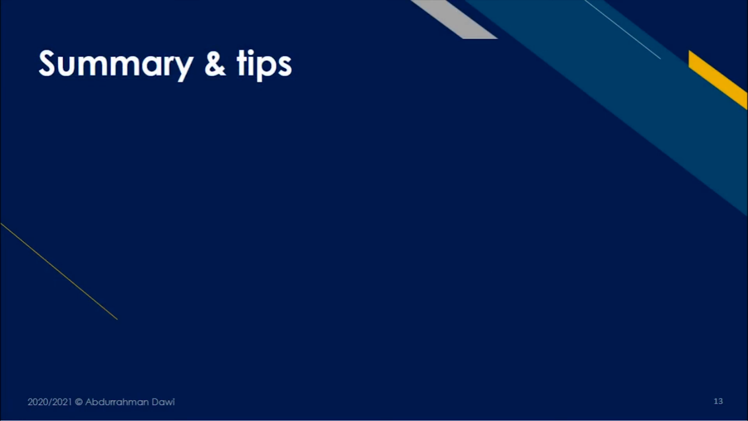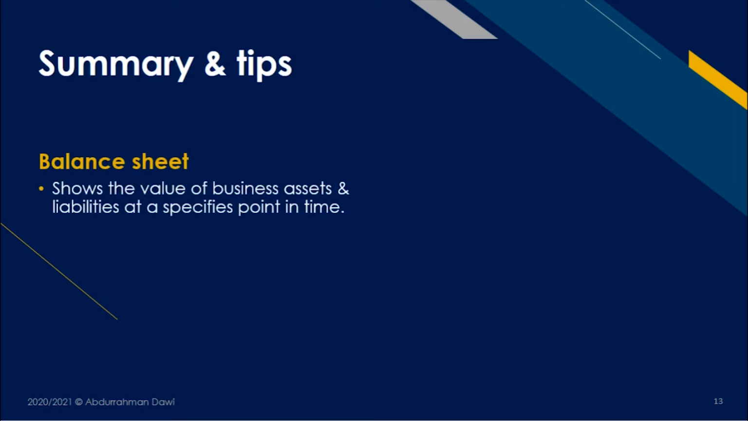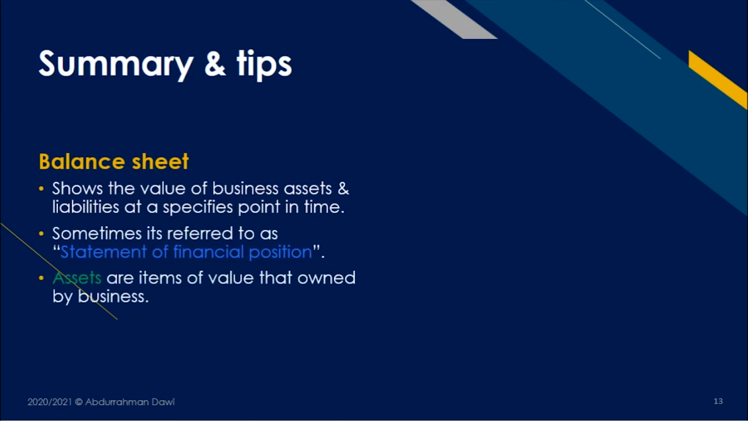So as a summation, as some tips for you as IGCSE students, the balance sheet as a definition is some sort of document showing the value of a business's assets and also showing the liabilities or the debt at a specific point in time. Sometimes we refer to the balance sheet as a statement of financial position. As for the parts of the balance sheet, we said that it contains the assets, which are items of value owned by a business. As for the liabilities, they are any kind of debts owed by the business itself.